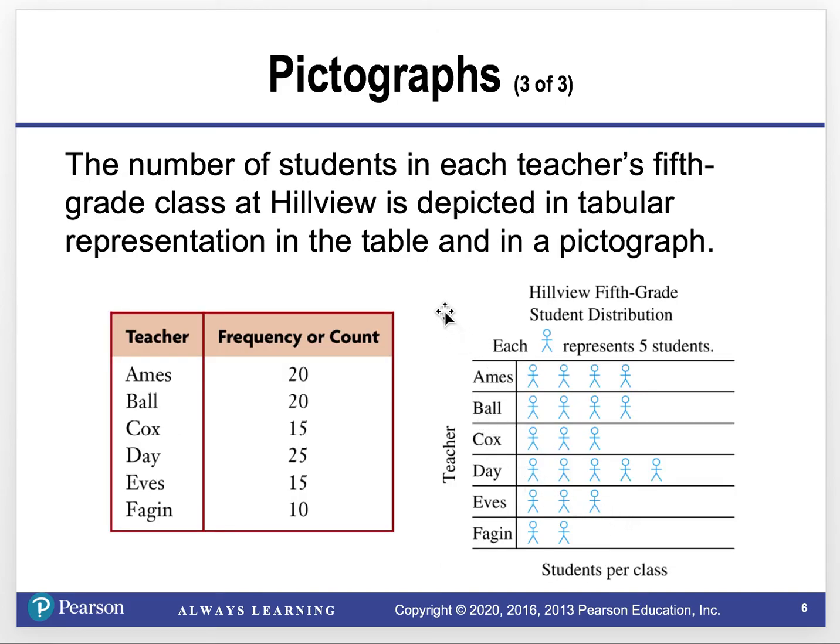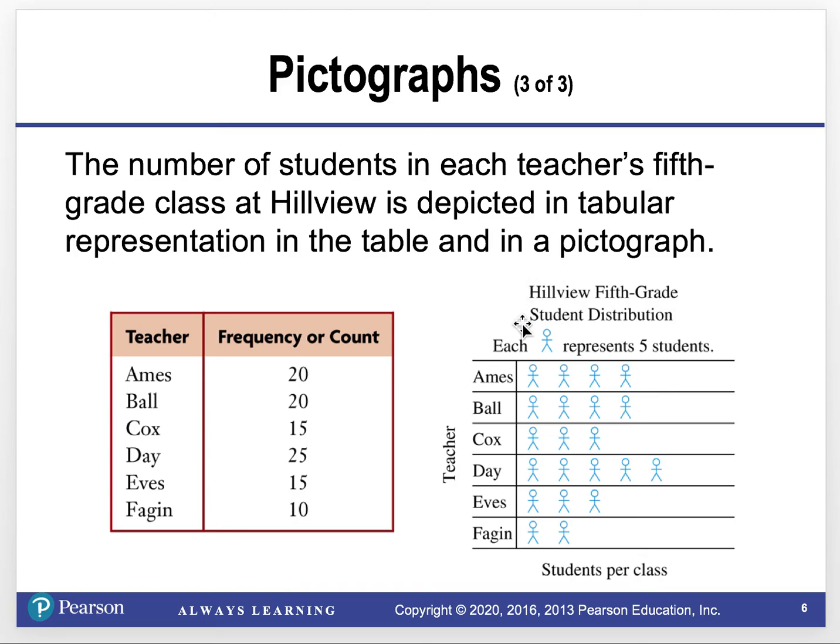Okay, so here they're going to talk about a different pictograph where you've got the number of students in each teacher's 5th grade class at Hillview, depicted in a tabular representation in a table and then in a pictograph. So they gathered the data, and we're going to talk about this in a minute. This is a frequency distribution table, basically. And that's normally the first thing you create when you make your charts and graphs. Definitely the first thing you want to create when you're making a histogram that we'll talk about later. But they've also created one here where it's just a list of the teachers and then how many was in each class, and then they transcribe that into a pictograph.